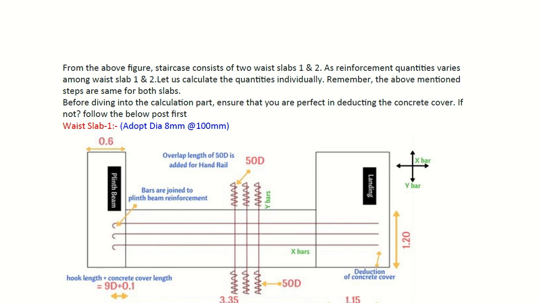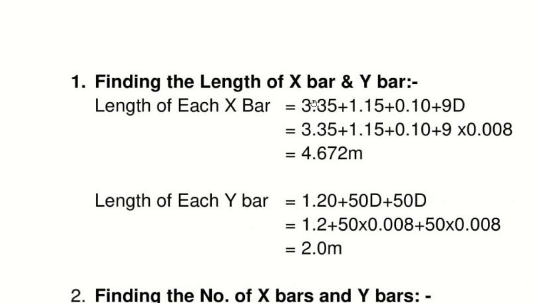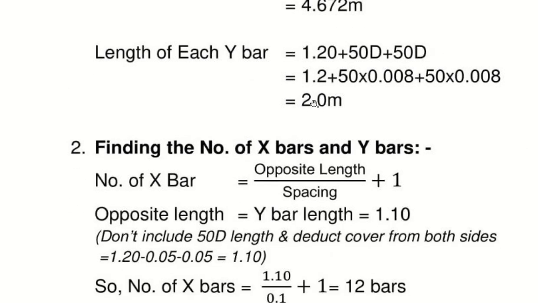Sorry, I was saying spacing, I meant the length. For x bars, the length is this much, 1.2. The y bars, the length is this much, 3 point something. And for each case, the spacing is the same, 100 millimeters. So one time you divide this one by 100, and then this one by 100, both plus 1, which is what they are doing here.